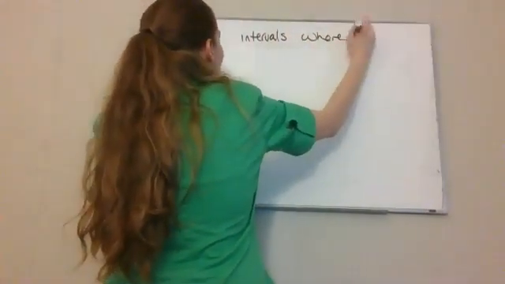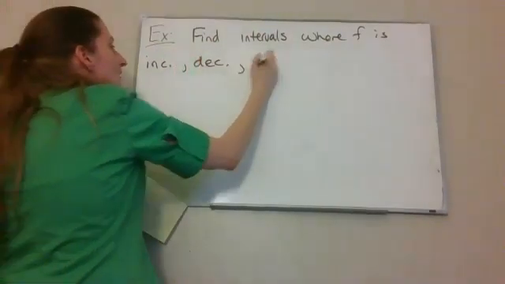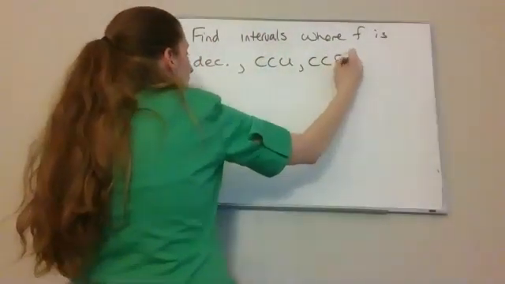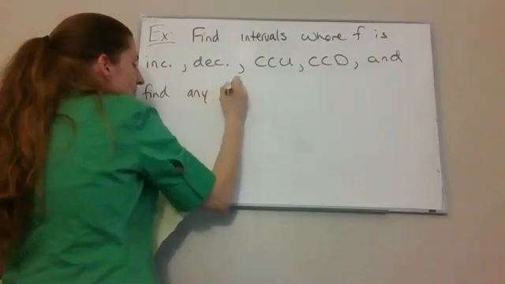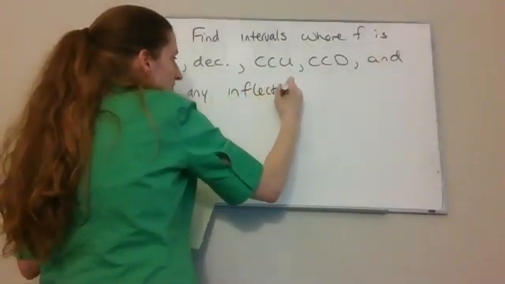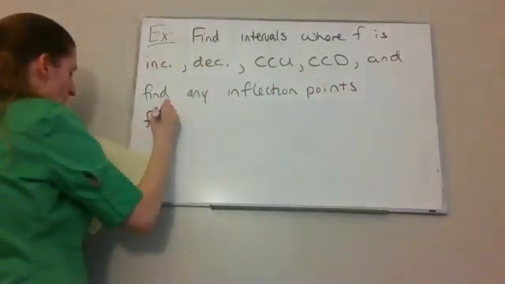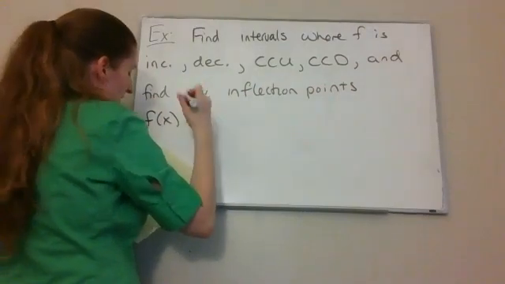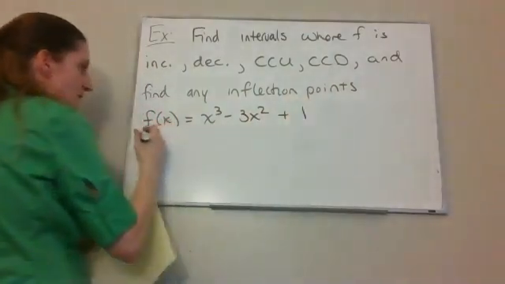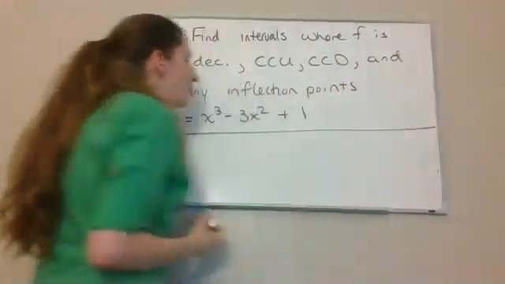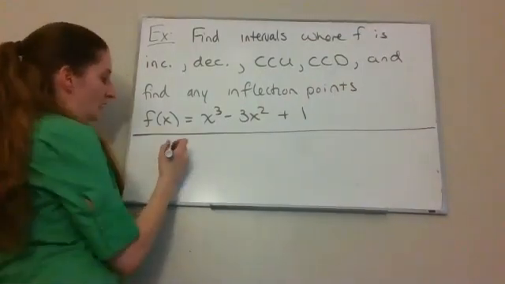Find the intervals where f is increasing, decreasing, concave up, concave down, and find any inflection points. And our function is going to be x to the third minus 3x squared plus 1. So let's start with the derivative, because if we find the derivative, we can find where it's increasing or decreasing.